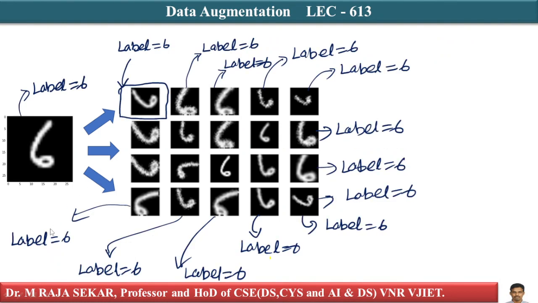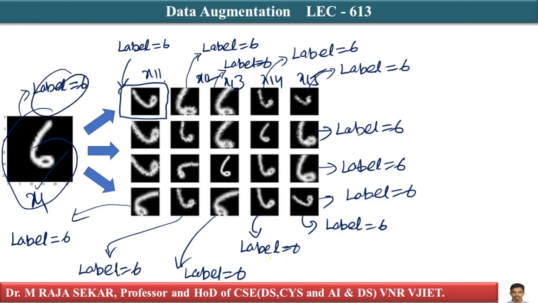Just see, my original image is x1, for which I am creating x11. This is x11, this is x12, x13, x14, x15, and so on. For this particular input image x1, the label is 6. For all the newly created images, by applying different transformations, the label is the same, isn't it?